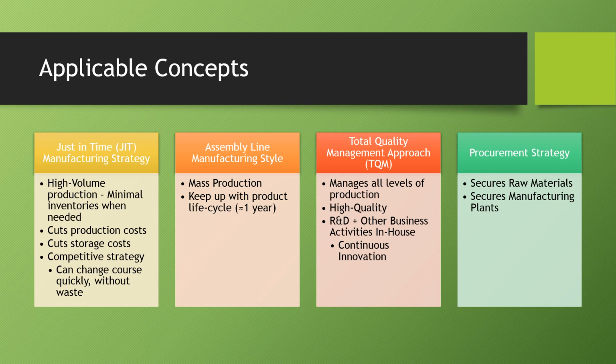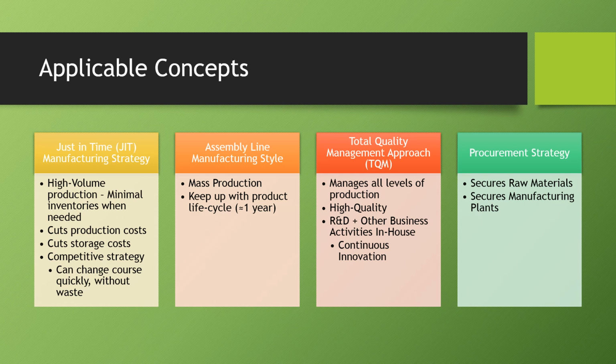Apple practices a just-in-time manufacturing strategy. This works well for Apple as it is a means for cutting production costs and storage costs, as well as a competitive strategy, as the electronics industry is a highly competitive and ever-evolving industry. An advancement made by any one of Apple's competitors could affect sales of products currently being manufactured. By maintaining a JIT strategy, Apple allows for more flexibility to change course without sacrificing too much raw material.